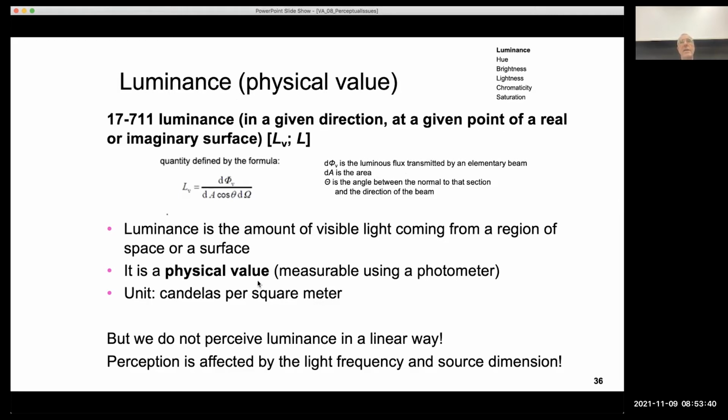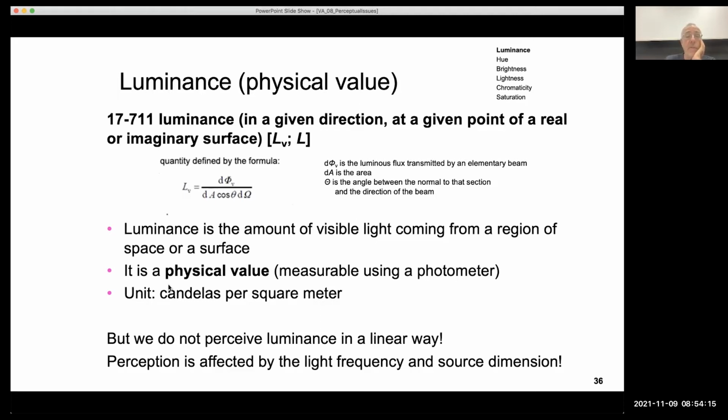It is a physical value. It's something that you can measure. If you buy a photometer, you can measure the luminance. And you have a unit. It is a very nice and old-fashioned unit, candelas per square meter. You think of a surface in space, you think of a flux of light incoming on that surface, and basically the quantity of luminance is the energy that you have in that plane.